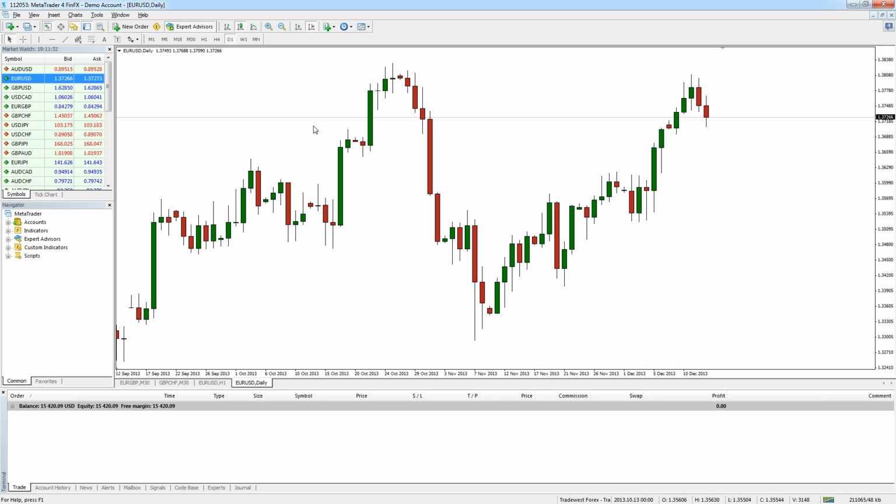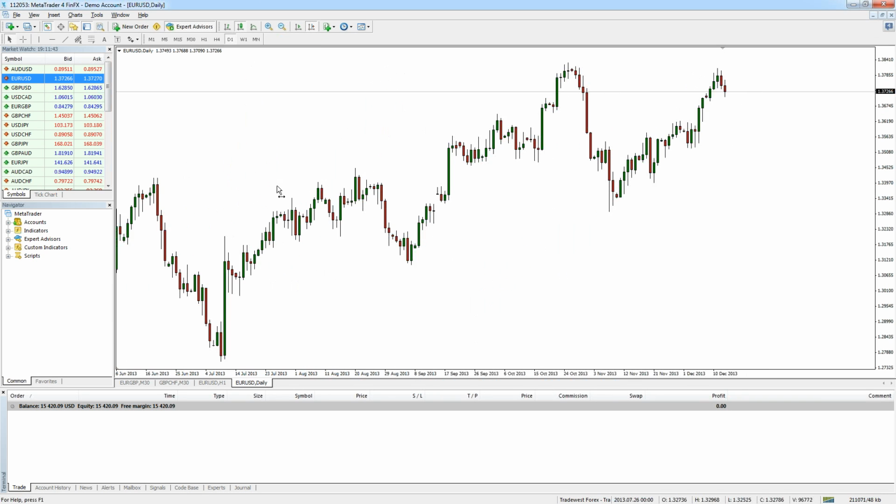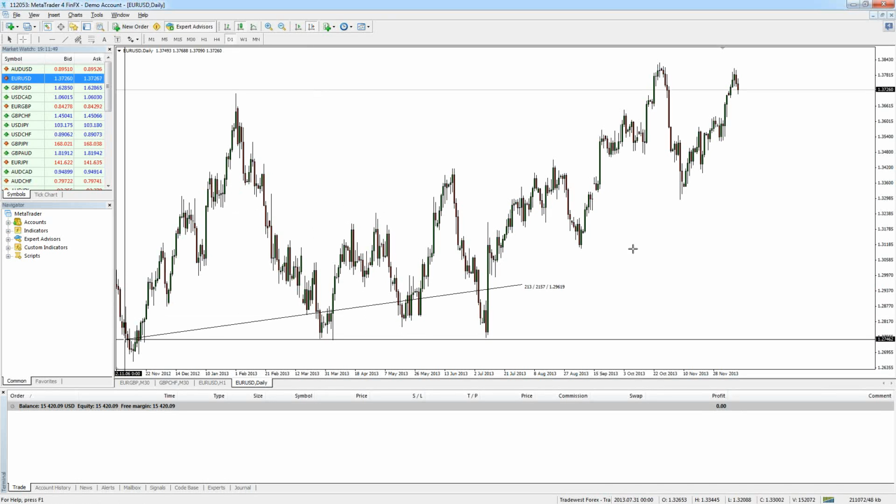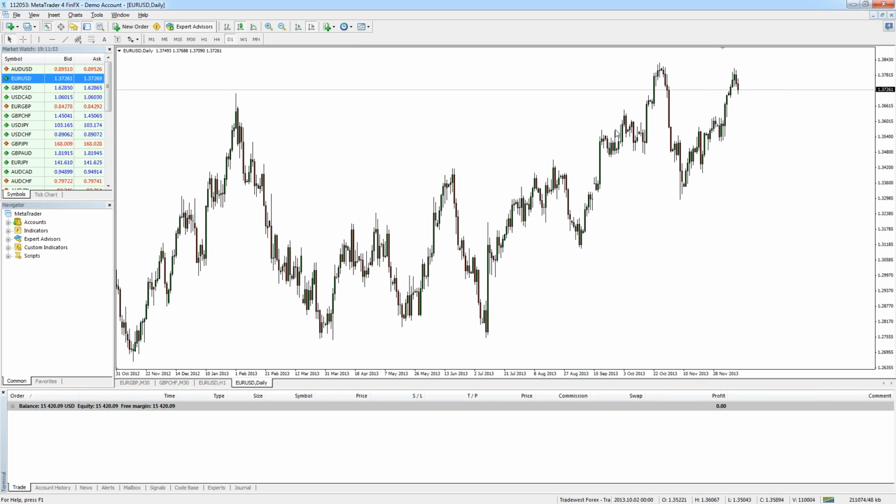So here we have a euro-dollar daily chart. This method, you can use it on any pair and time frame you want, but I'm going to focus on the daily chart for now. And what we're going to do here is zoom out so that we can see, on any time frame, a couple hundred bars. I can see I'm looking at a little over 300 bars here.